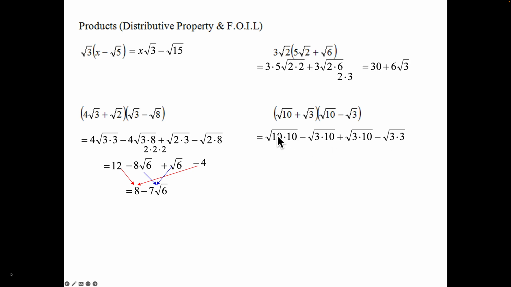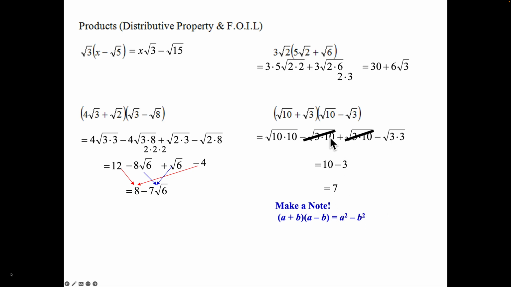Well, there's a pair of 10's. There's a pair of 3's. And these two are opposites. So they're going to cancel out. So this will give me 10 minus 3, which is a 7. Make a special note here. This is your conjugate pair that gives you a difference of perfect squares.